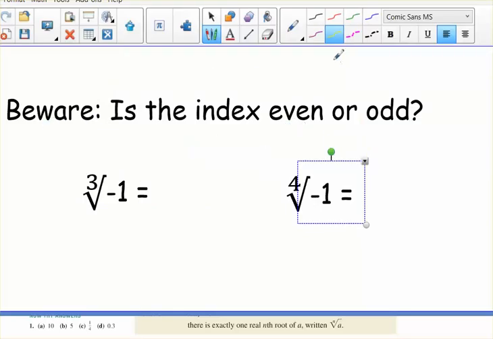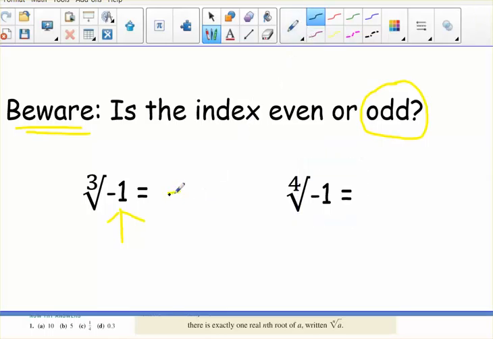So I'm just saying beware, beware. If the index is even, then let's talk about the odd case first. When the index is odd and the number inside the radicand is negative, that's not a problem because we could have a negative times a negative times a negative. So the odd index means that the answer here is going to be -1, because we can find that the triple inside of here is going to be -1 times -1 times -1.